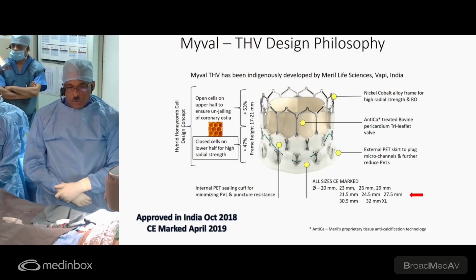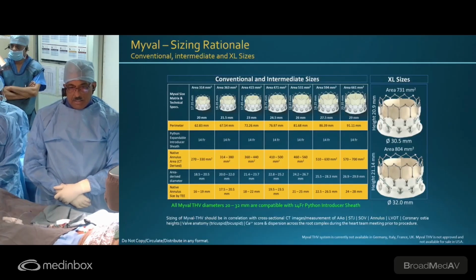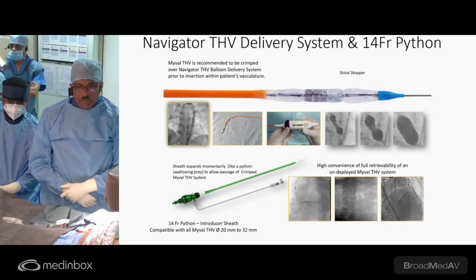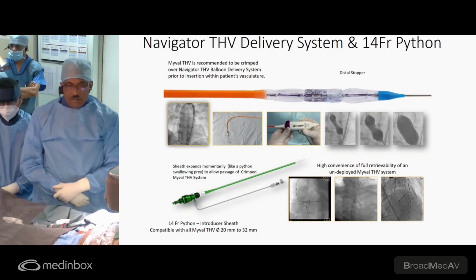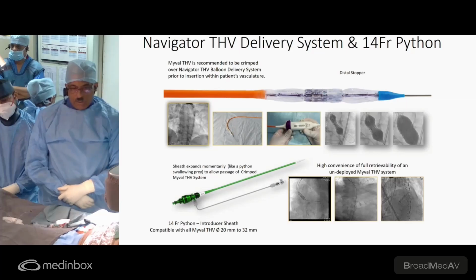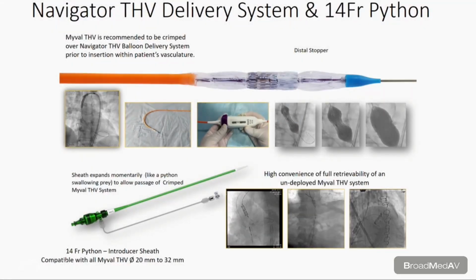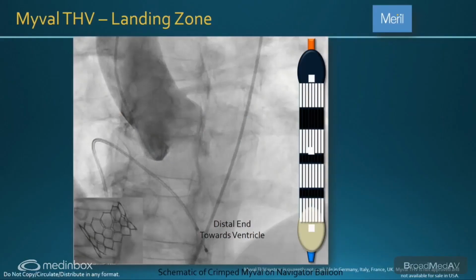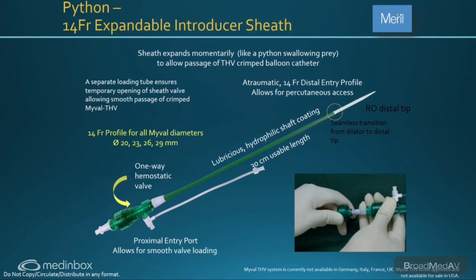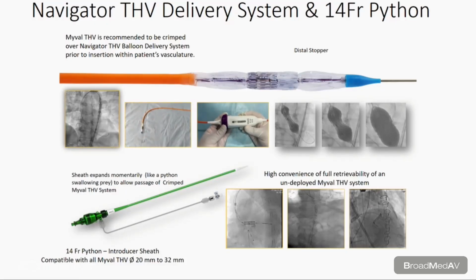You can also show you what the delivery system is like. It's a very sleek system. It's got the Navigator hard delivery system, which has a 14 French Python sheath. The name Python comes from its ability to dilate up to 18 French. It's also got a steerable system, which we'll show you as we implant the valve. And it has also got an ability to steer the catheter without much difficulty across the ascending aorta.